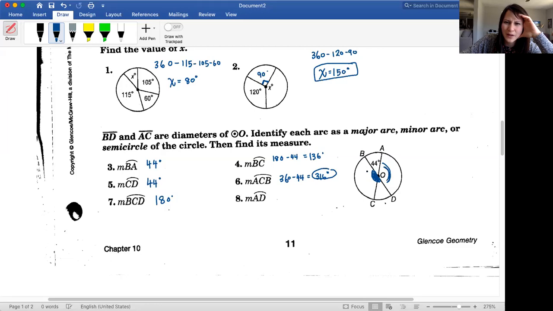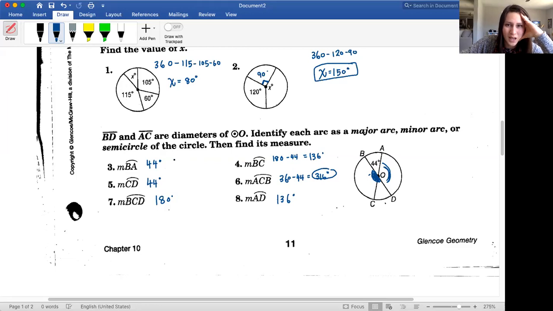Okay, so if I had found BC, that's opposite of AD. And so I think BC and AD would be exactly the same. So that's 136. Okay, I forgot to name these angles.